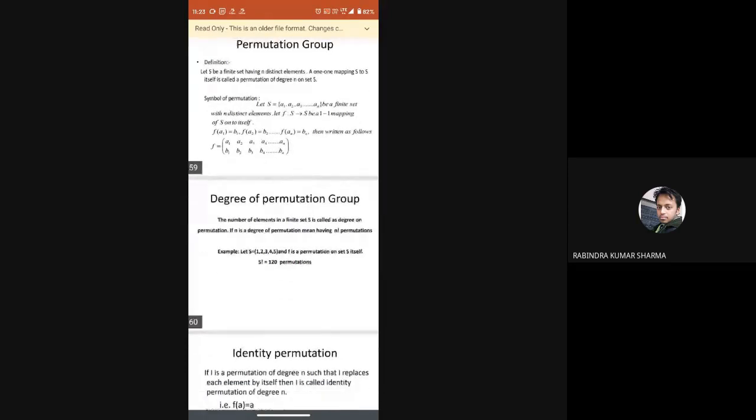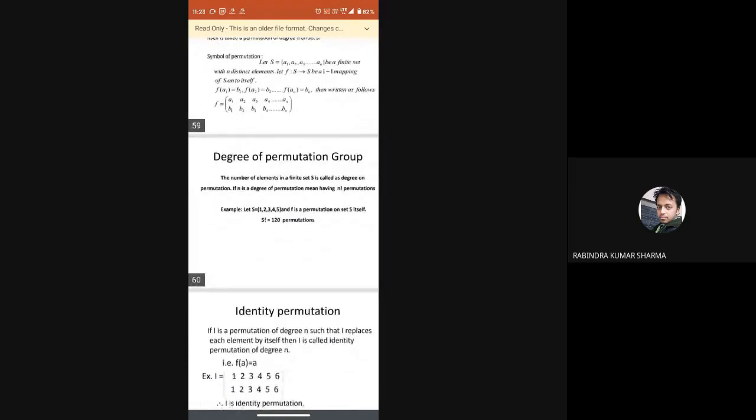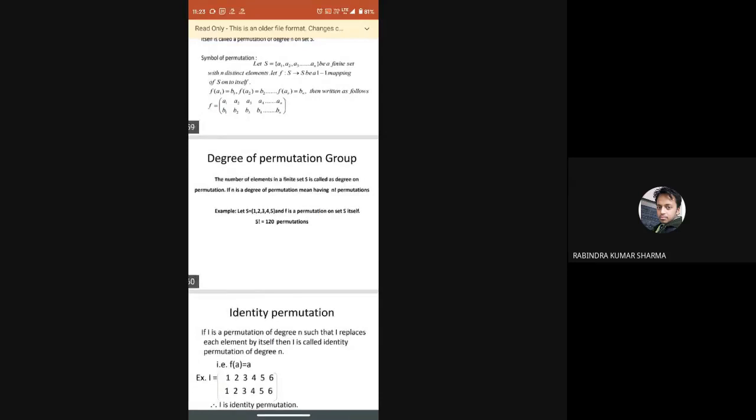And next is the degree of permutation. So the number of elements in a finite set is called the degree. If it includes 5 elements, then the degree of this permutation is 5. If it includes 7 elements, 7 input values, then the degree is 7, and so on. And how many permutations can we create for the n elements? It is equal to n factorial permutations. Just change the position of the elements, and that will be the next permutation of the same data. Clear?